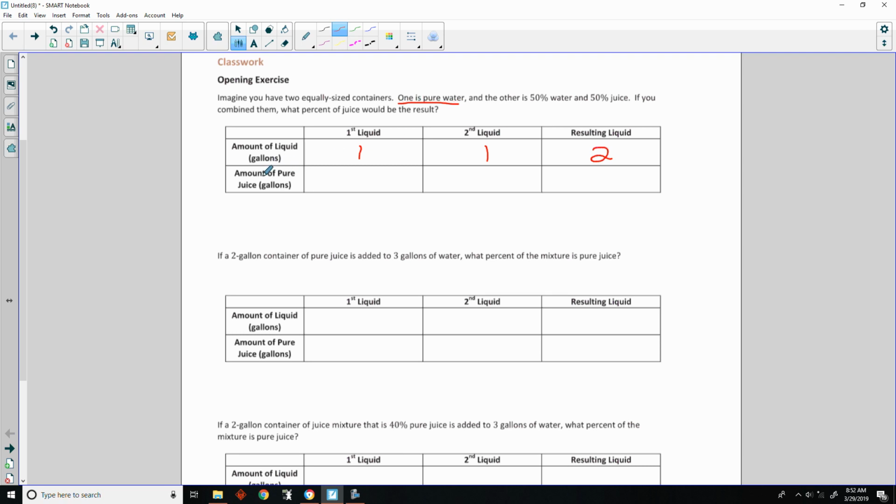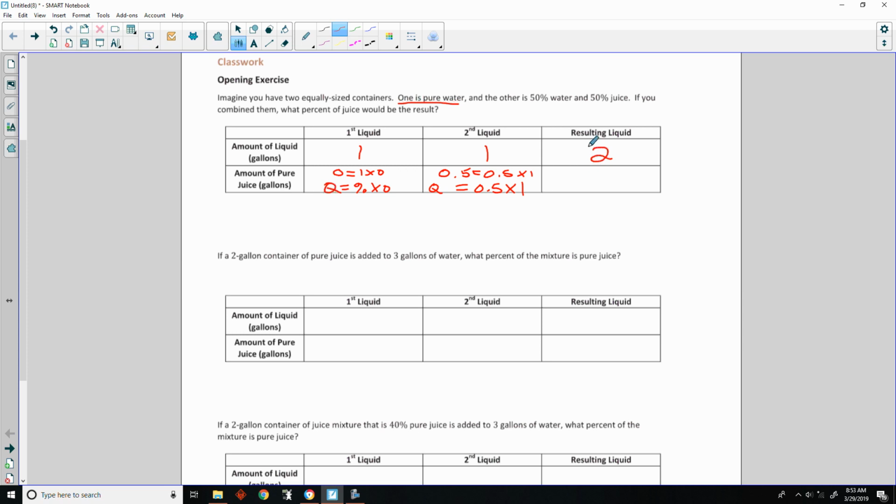Okay, so now it says amount of pure juice per gallon. In the first one, there is no juice, it's pure water. So the amount of pure juice would be 0, because 1 gallon of liquid times 0% juice is 0. We're using quantity equals percent times the whole. In the second liquid, the amount of pure juice is 0.5, because 50% of 1 gallon is 0.5.